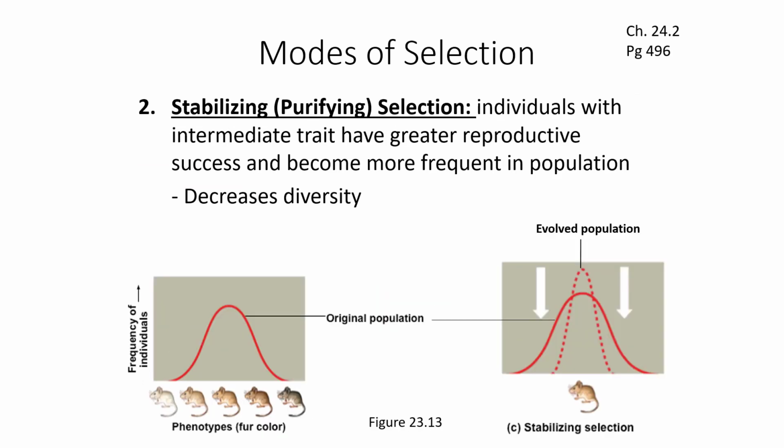There's also stabilizing selection. Let's say that the darkest mice are being hunted and the lightest mice are being hunted because the background is actually kind of a medium brown. And that's where the intermediate trait is going to have a greater reproductive success. And this is, of course, going to decrease diversity by getting rid of the 2 tails, the darkest and the lightest.